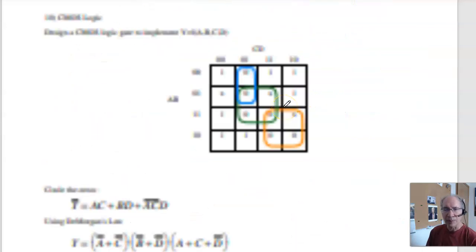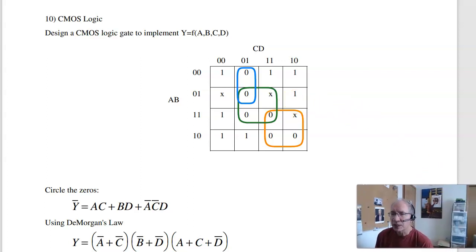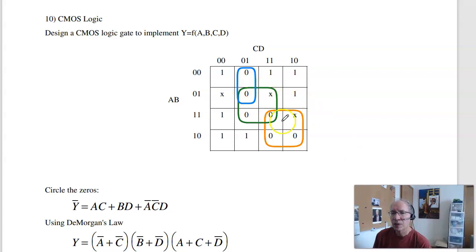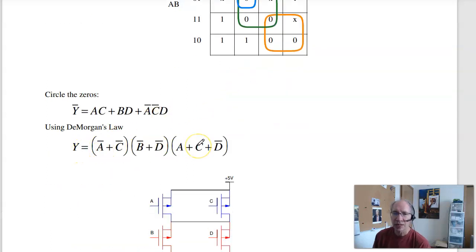And the last problem is a CMOS gate. Implement this Karnaugh map using CMOS logic. I prefer circling the zeros. You can circle the ones or zeros, either way. If you circle the zeros, you get the logic for the low side. So if I have these for the zeros, I get Y bar, since I circle the zeros, is A and C, or B and D, or A bar, C bar, D. Using De Morgan's law, this is Y.